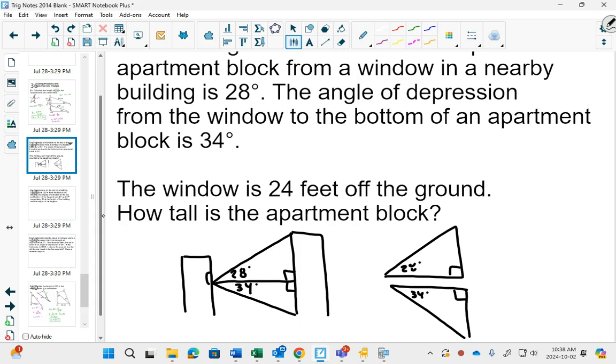The window is 24 feet off the ground. So I know that this height here is 24 feet. Does it make sense then that I can label this also as 24? Because if it's 24 up to the window and this is a straight line across, it'd be 24 down to the bottom on the other side.